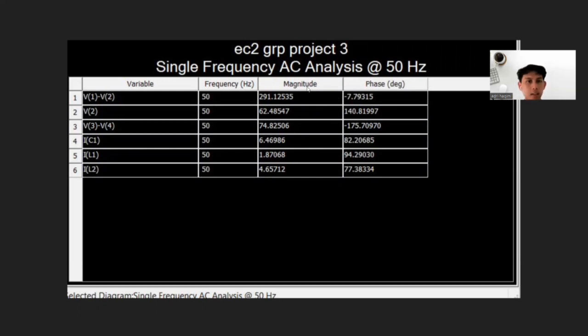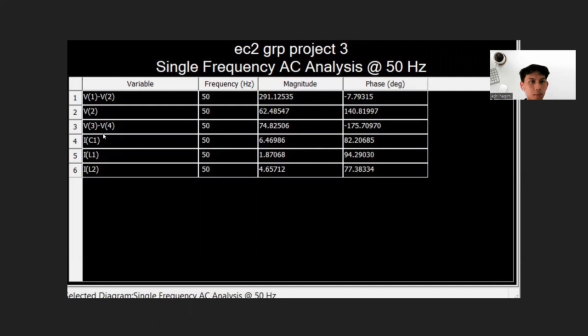Next, for the VLOAD, from the simulation we get 62.49, and the phase is 140.82. For the calculation, we get 62.476, and the phase is 140.82 degree. For the VLOAD, we get almost the same value. There is a very small difference.